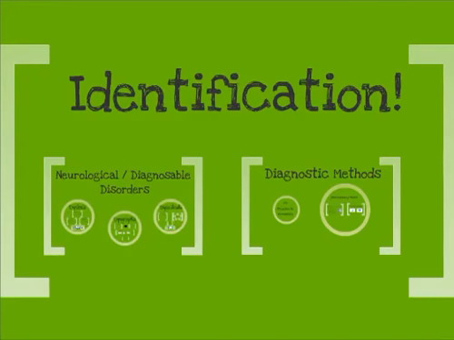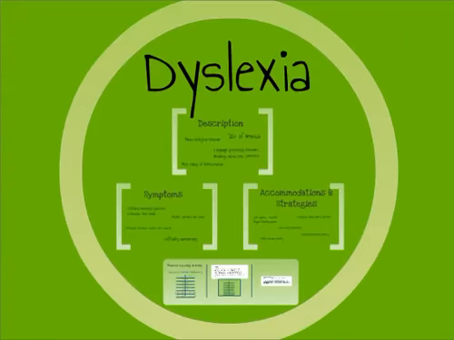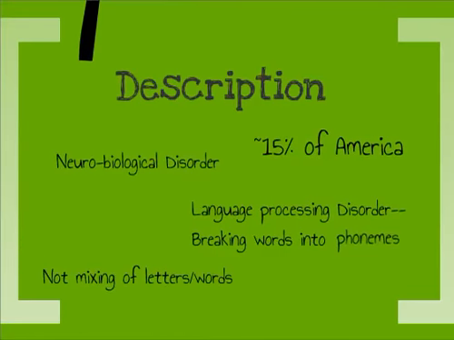Let's talk about each of those categories: dyslexia, dysgraphia, and dyscalculia. Dyslexia is a neurobiological disorder. It affects about 15% of Americans. It's a processing disorder. It's often associated with people who have problems breaking words down into their significant parts or phonemes.